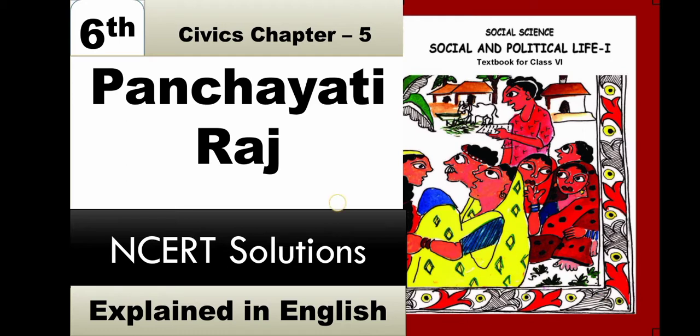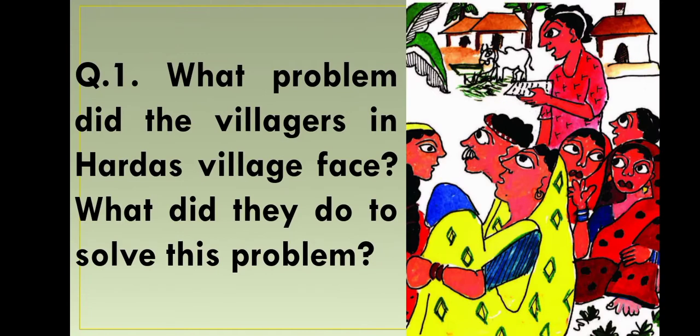So let's start. Question number 1 is, what problem did the villagers in Hardas village face? What did they do to solve this problem? We need to tell what were the problems faced by people in Hardas village and what solution they had taken out for this problem, right?